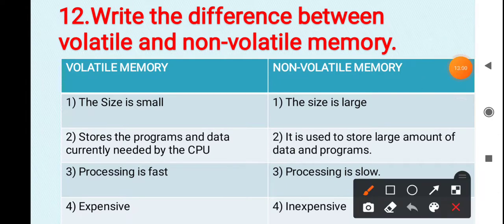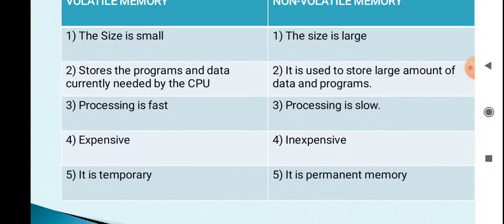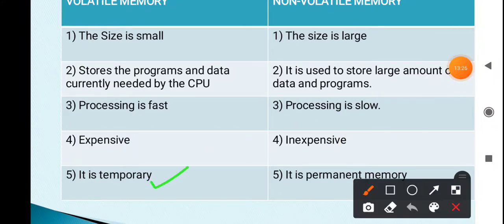Write the differences between volatile memory and non-volatile memory. So here, you have to answer this question like this. First you have to make a column. One side will be volatile memory, and the other side will be non-volatile memory. Volatile memory means it is a temporary memory. So first you have to write this point. Volatile memory is temporary memory, but non-volatile memory is permanent memory.